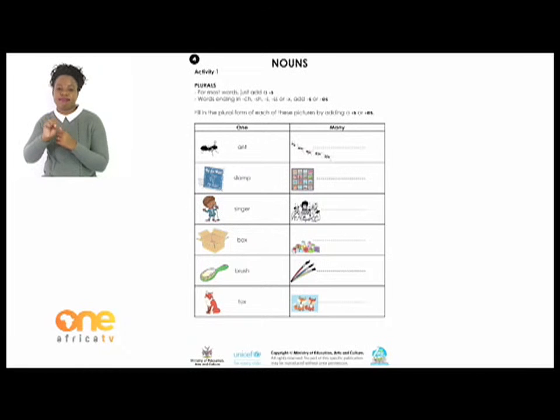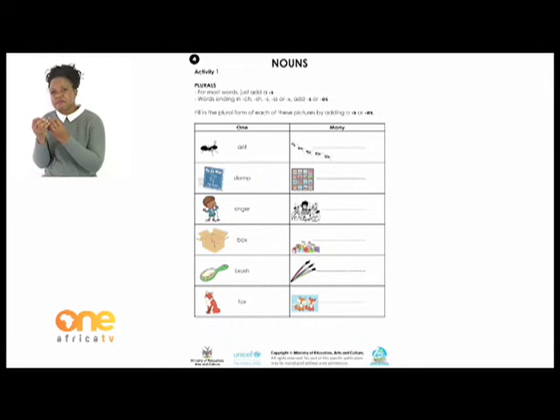Right, I will just do one example here with you. The rest you will do, just fill in the correct plural for the noun given. Ants. That's the example that we are going to do together. If you look at the pictures, it's no longer one ant, there are many.